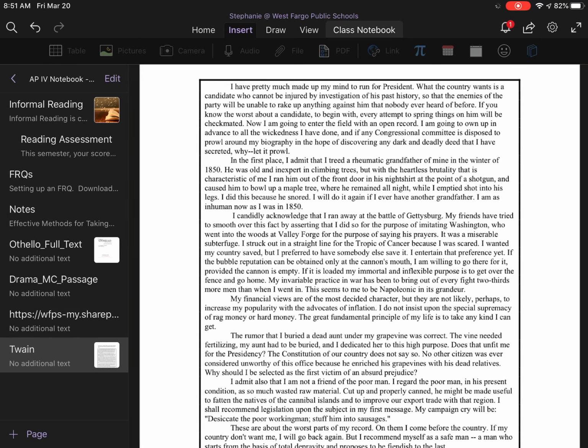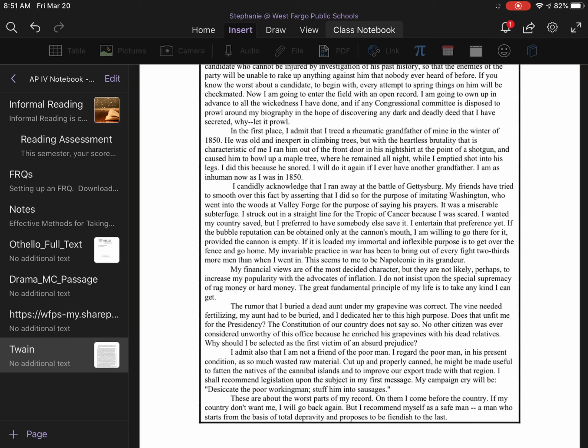why, let it prowl. In the first place, I admit that I treated a rheumatic grandfather of mine in the winter of 1850. He was old and inexpert in climbing trees, but with the heartless brutality that is characteristic of me, I ran him out of the front door in his nightshirt at the point of a shotgun, and caused him to bowl up a maple tree, where he remained all night, while I emptied shot into his legs. I did this because he snored. I will do it again if I ever have another grandfather. I am as inhuman now as I was in 1850.